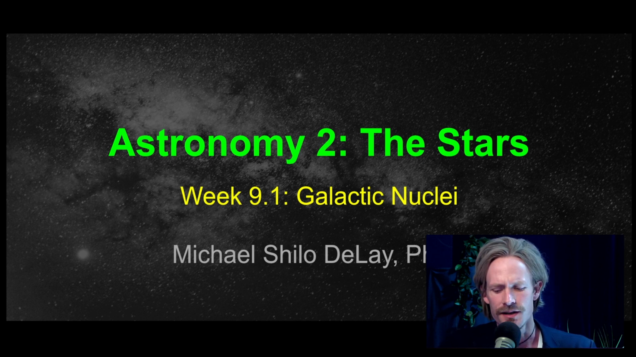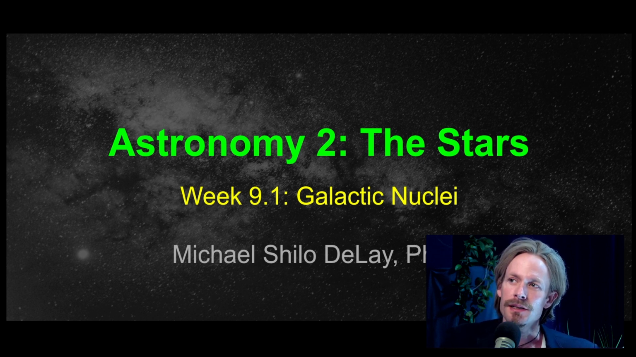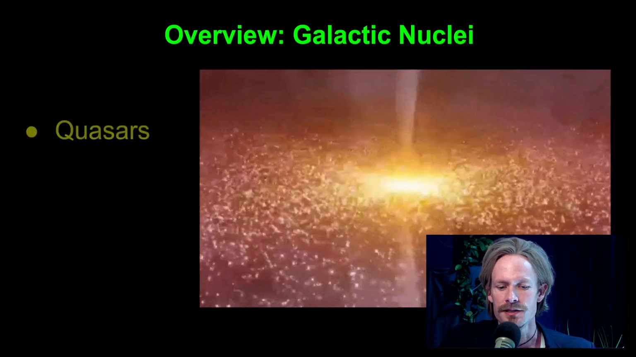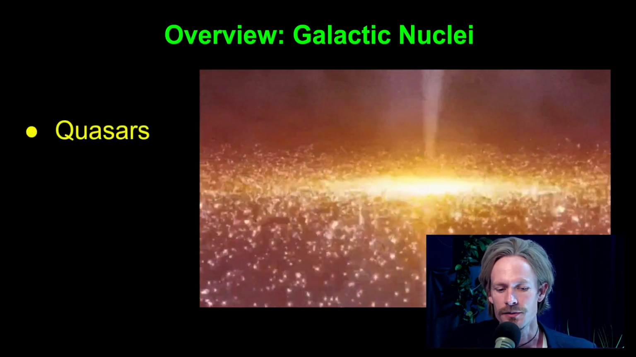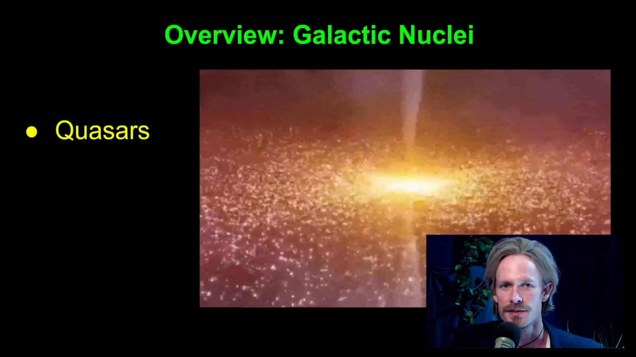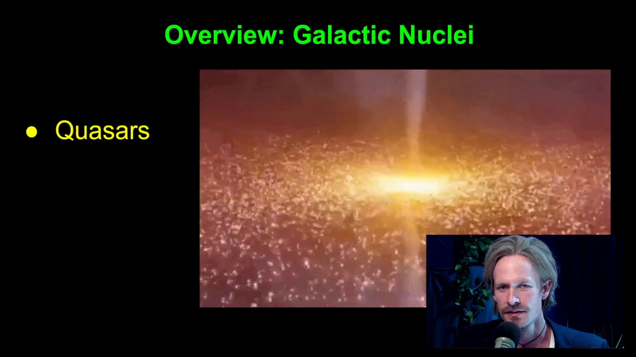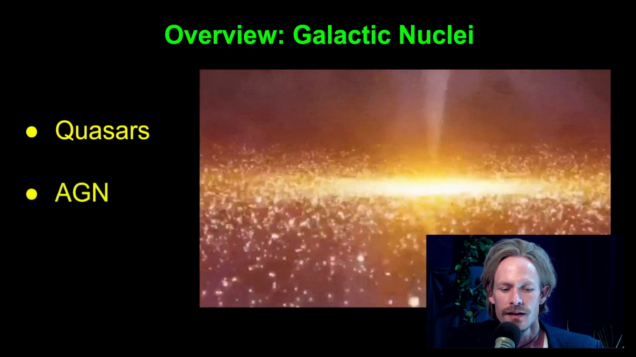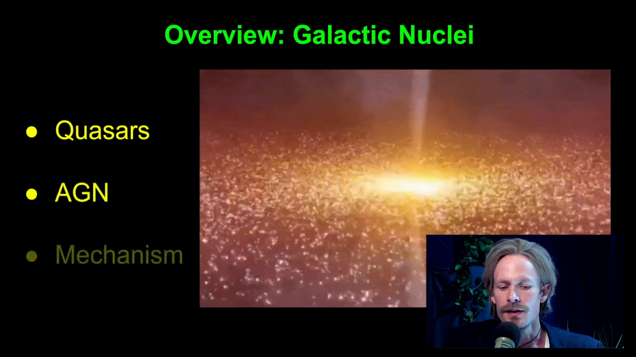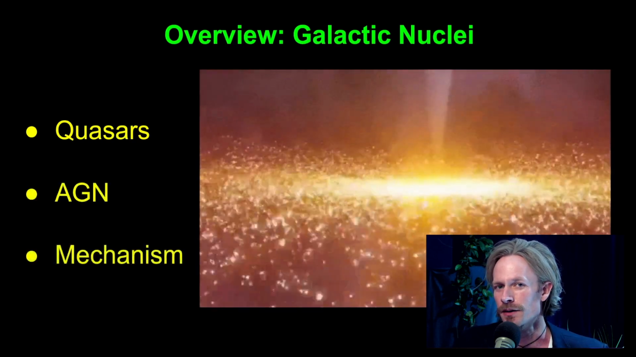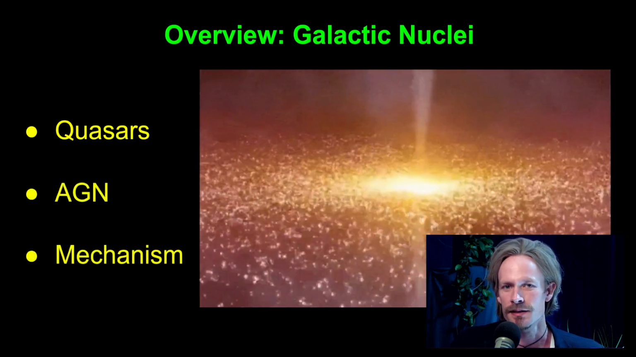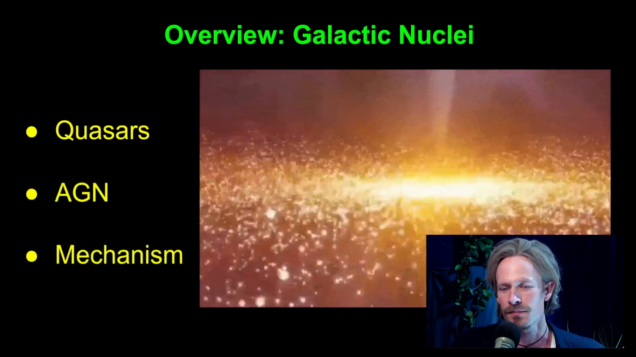Now, quasars, turns out, are going to be a central part of our discussion today. So let me just real quick review what we'll talk about. We'll talk about quasars, which are a special case of active galactic nuclei. Let's just call them AGNs. It's a real mouthful calling them by their full name. And I want to talk about some potential hypothetical mechanisms that could underpin them.